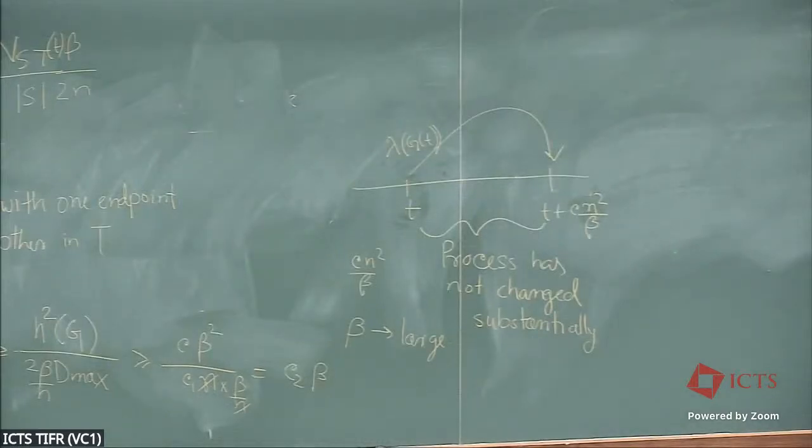The number of edges that can be rewired will be of order 1 by beta times something, and if beta is large, then it is small. But the large beta case is harder to deal with than the small beta case, right? Yeah, that is harder, this part. That's why you have to do this type of estimates.